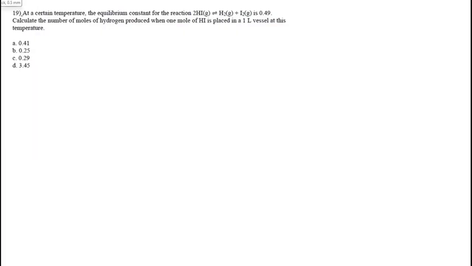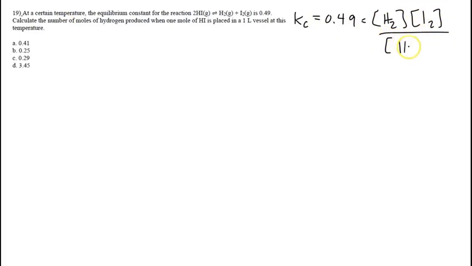Okay, so I'm going to go ahead and write my K value. We're talking about equilibrium amounts, so it's Kc, concentration, equal to 0.49. We know this is equal to the H2 and I2 concentrations divided by the HI concentration squared. So that's what we know from the first sentence. And it says, calculate the number of moles of hydrogen produced. So they want us to know the number of moles of hydrogen produced or formed, okay? When 1 mole of HI is placed in a 1 liter vessel at this temperature.